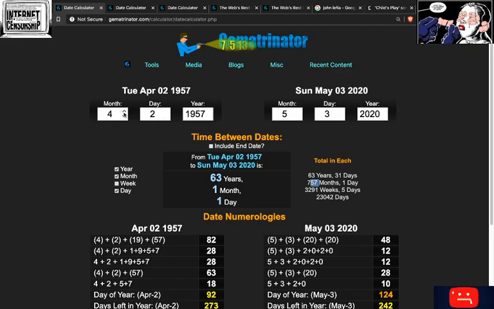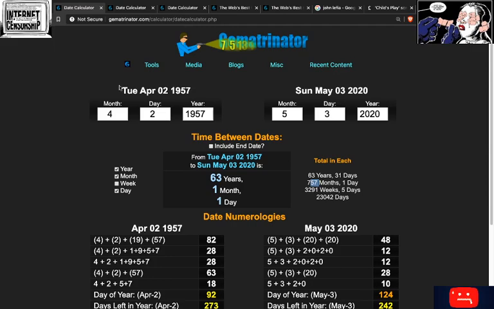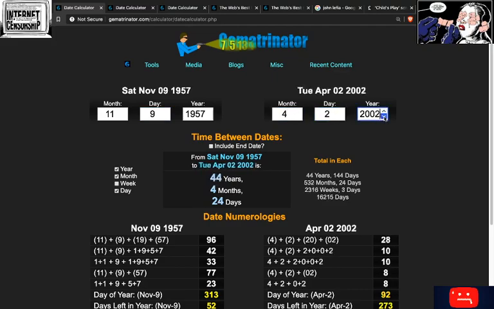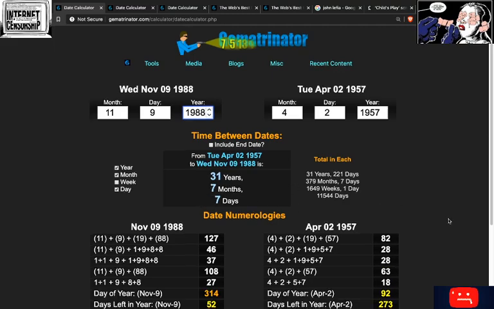Now, this original movie came out when? Let's see. November 9th, 1988. He was born 4/2/57. Let's measure from his birthday to the movie release. So let's see. 88, right? 31 years and 77 days.